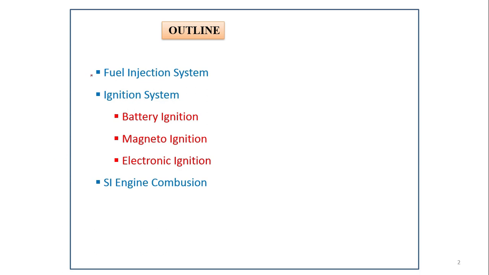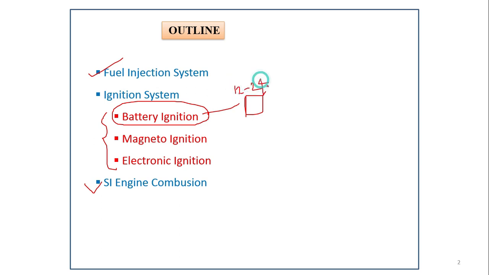Hi everyone, we have already covered this part of your second module, fuel injection, SI engine fuel injection system and SI engine combustion stages. And in the last lecture we discussed the battery ignition system, how the spark is developed. We use a battery of 12 to 24 volt, and we require a spark plug in order to burn the fuel in the combustion chamber, and the voltage of this spark is around 1200 to 25,000 volt.